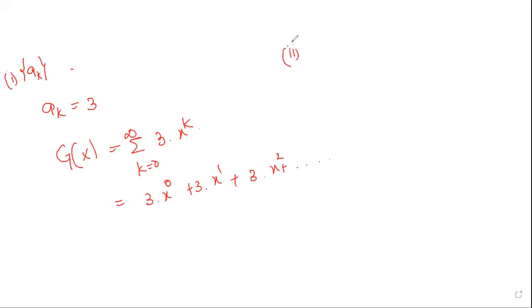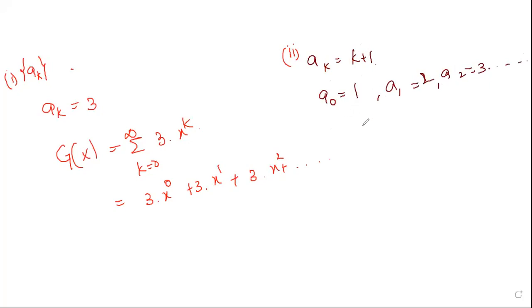Second problem, I am taking it as ak is equal to k plus 1. So if ak is k plus 1, what will be a0? a0 will be 0 plus 1, which is 1, a1 will be 1 plus 1, which is 2, a2 will be 3, and this will continue till infinity.